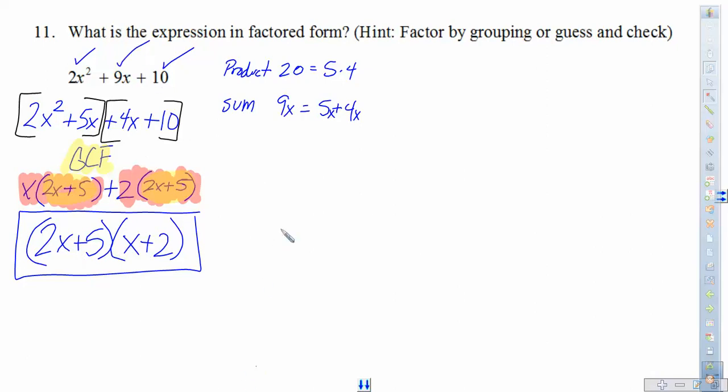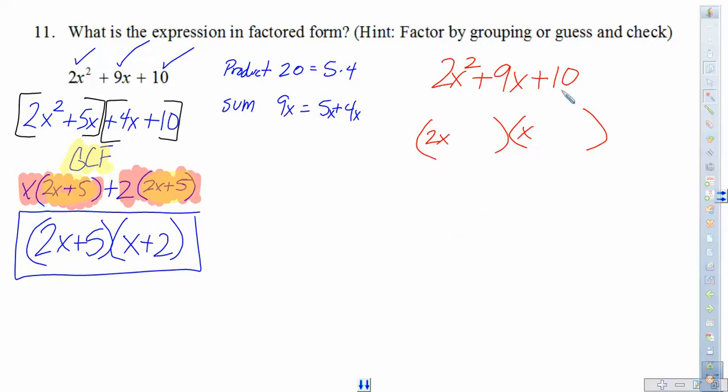Okay? Now what about that guessing and checking method? I'll write the exact same thing over here. 2x squared plus 9x plus 10. You can guess and check your way there by using a little bit of logic. We know that if we're experts at FOILing, first times first needs to give us 2x squared. Because 2 is prime, I'm stuck having to do 2x times x. That's the only way it can go.